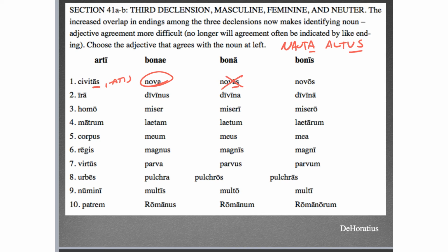So they do not agree, and noos, of course, same thing. All right, so we're going to look at number 4, matrum. Again, this is a third declension noun, so that's going to be genitive plural.